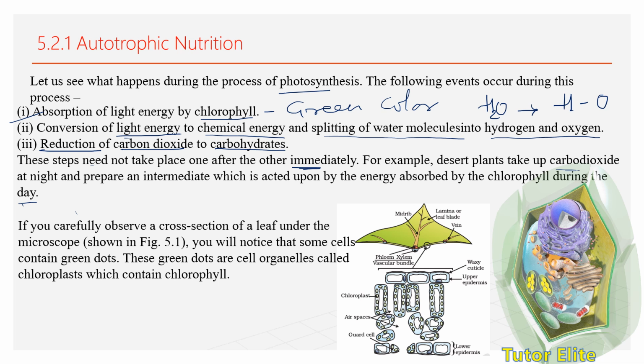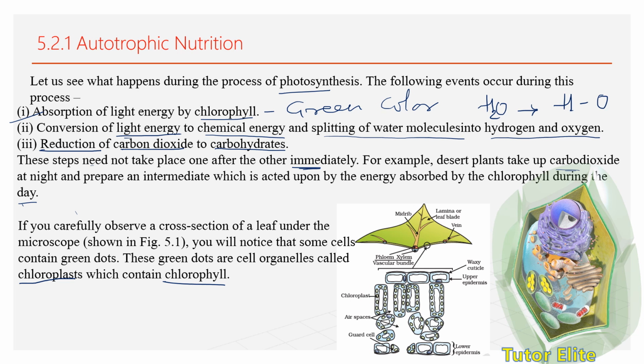So this is a microscopic cross section of a leaf under the microscope. You will notice that some cells contain green dots. These green dots are cell organelles called chloroplasts, which contain chlorophyll. So basically chlorophyll is stored in the chloroplast.